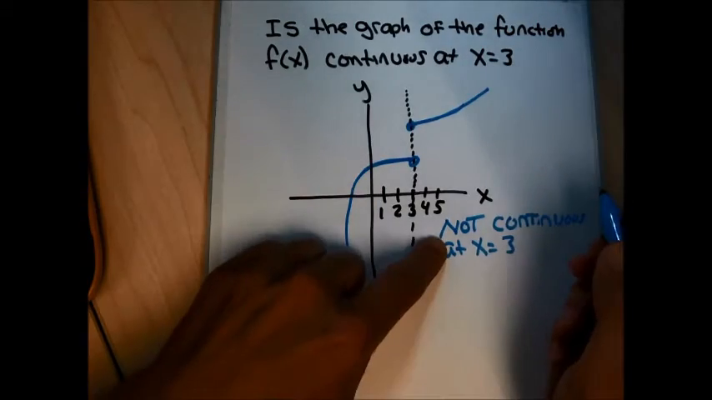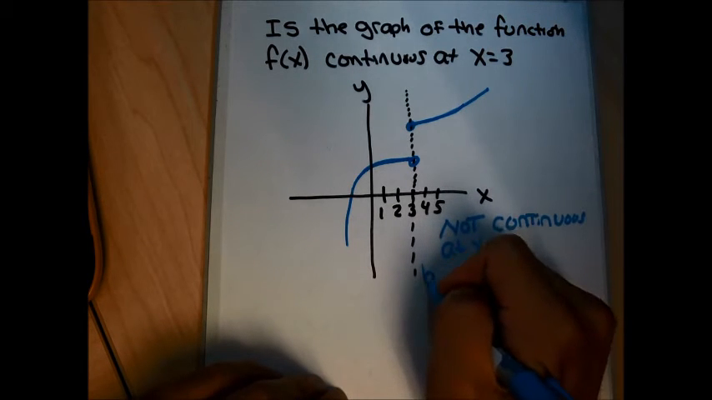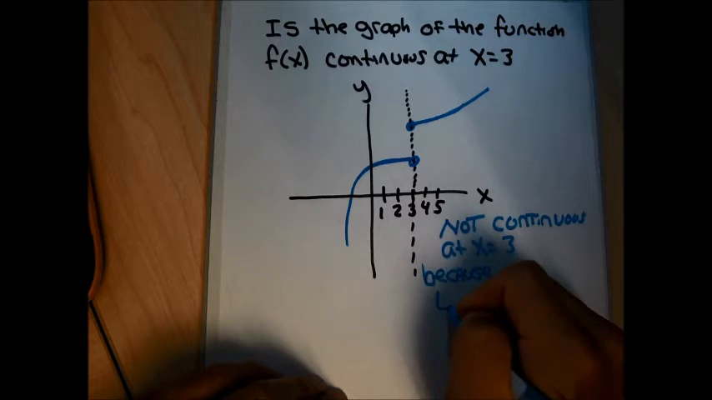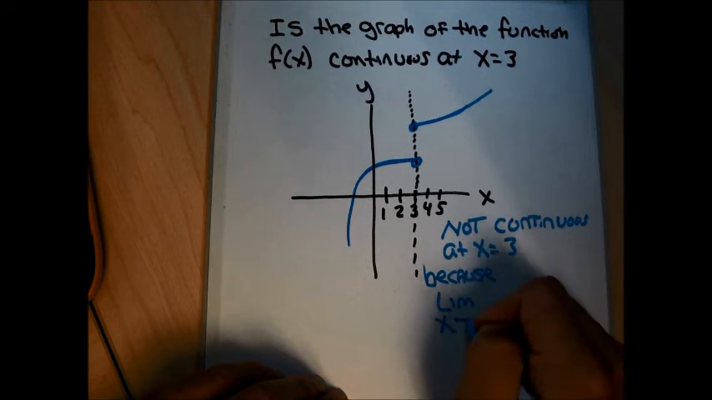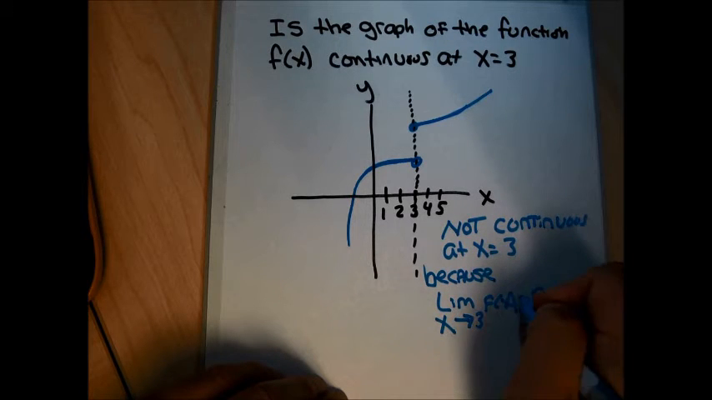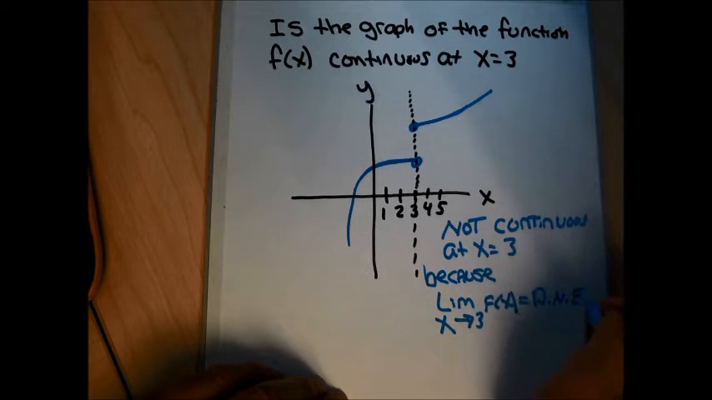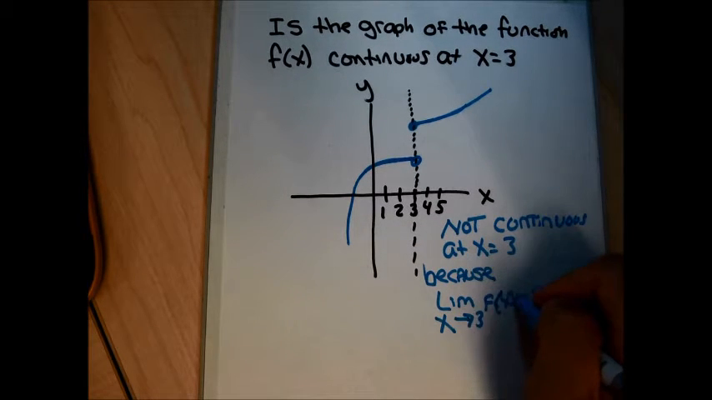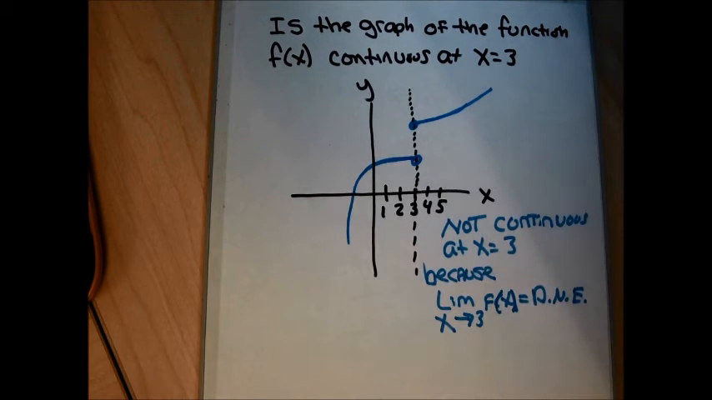So this is not continuous at x equals 3 because the limit as x approaches 3 of this function f of x does not exist. A function is always, if it's discontinuous or not continuous, going to be not continuous for at least one of the 3 reasons. Our goal is to find the reasons it's not continuous if it isn't continuous.